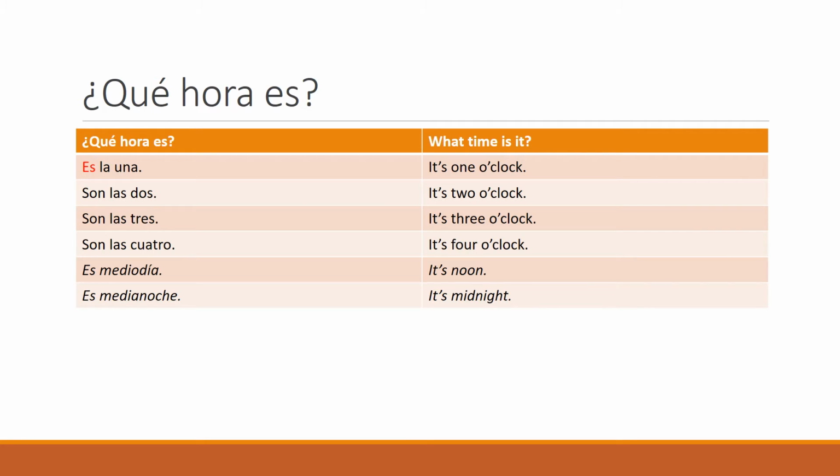There's two other phrases that are helpful to know at the bottom of this chart. Es mediodía, es medianoche. It's noon, it's midnight. So if you want to say es mediodía, you would be talking about noon. Es medianoche, you'd be talking about midnight. Pretty simple.